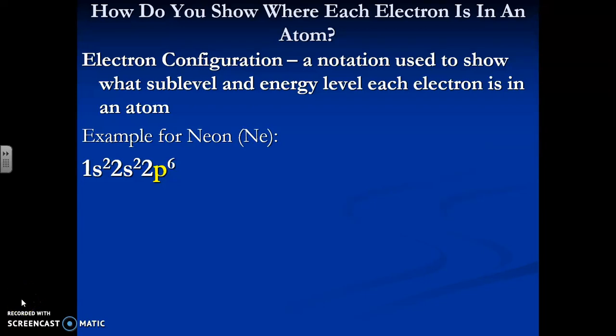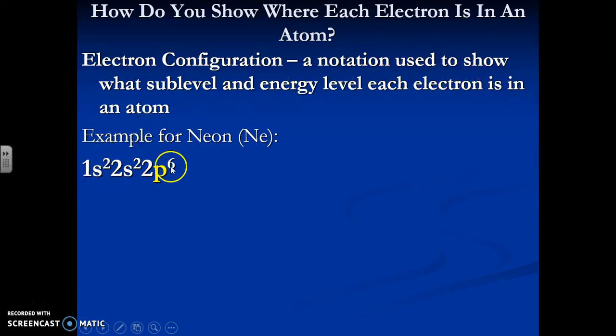Welcome to the lesson on electron configurations. Today we're going to learn how to read electron configurations, and then Friday in class we're going to learn how to write them. So an electron configuration is a notation that's used to show what sublevel and energy level each electron is in an atom.